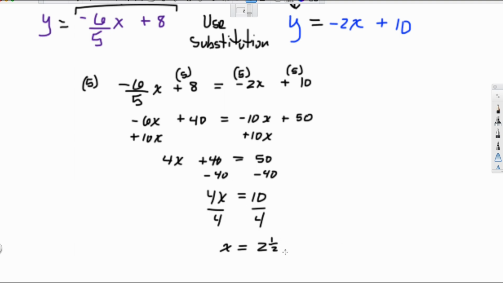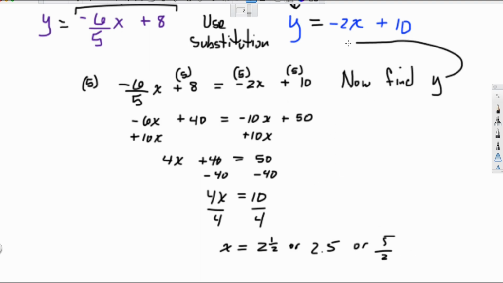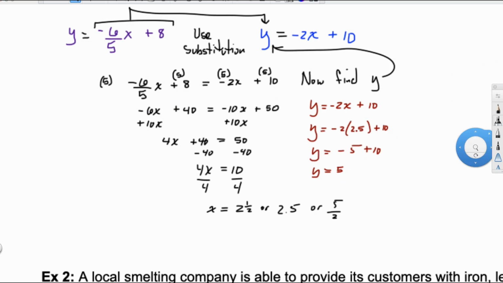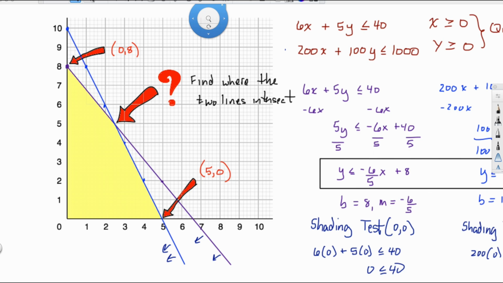So I get 2.5, or even 5 over 2 if I want to write it as an improper fraction. Let's pop that back into one of our previous equations, and I think I like this right one better. It's a little more simple. And we get 5 for y. So (2.5, 5) is our other corner point. That looks right. And let's just write it (2.5, 5).